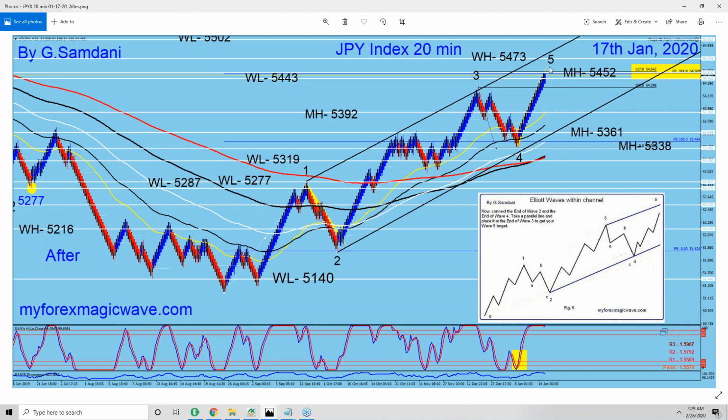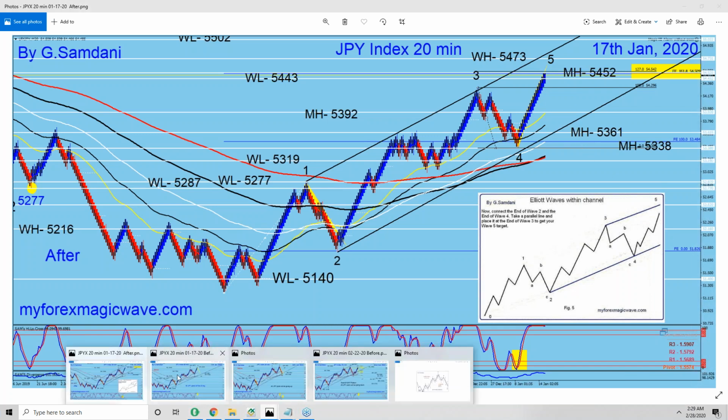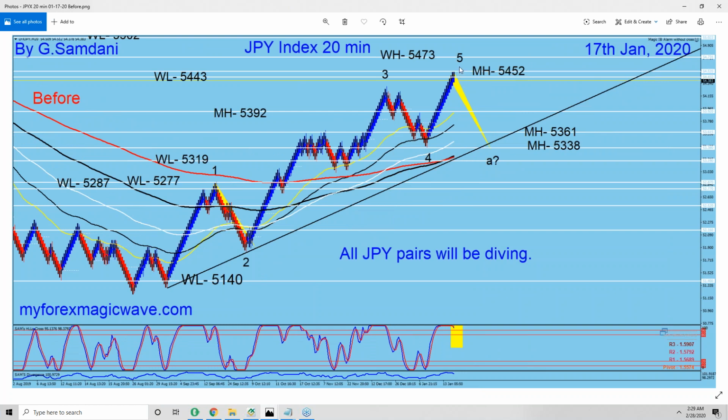So here I made the chart that is going to finish here. We have 5, and after that we will come down here. So you'll see it. Now, what happened to this chart? We went up, finishing wave 5. So I said, okay, now we're supposed to come down here for wave A, right? And doing so, all yen pairs will be diving, and they did, and I made a lot of trades based on that.